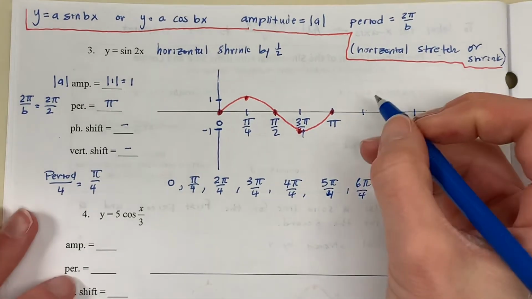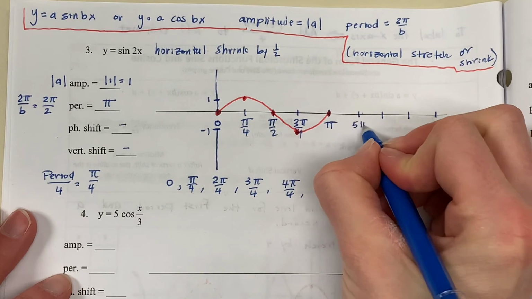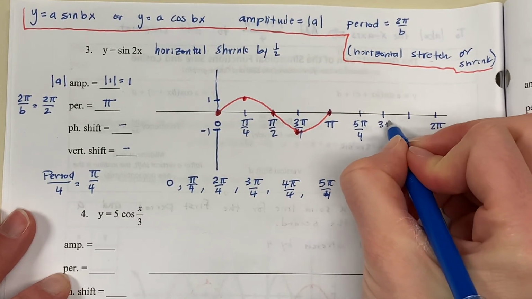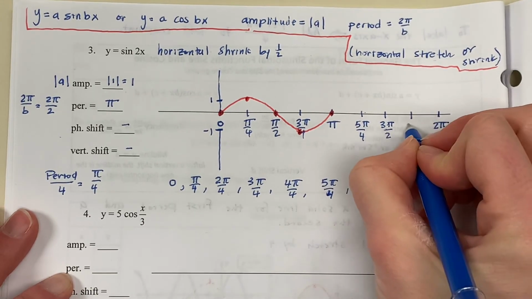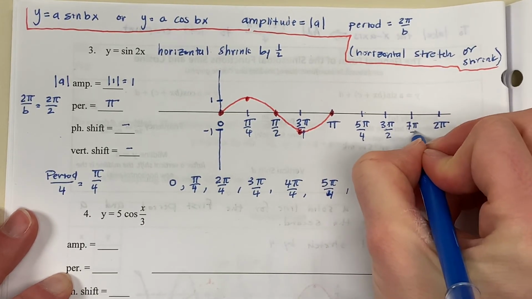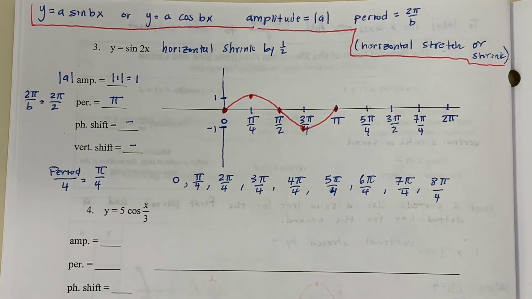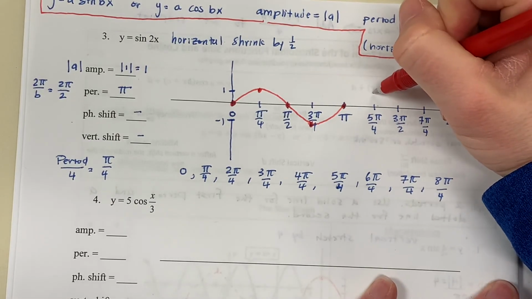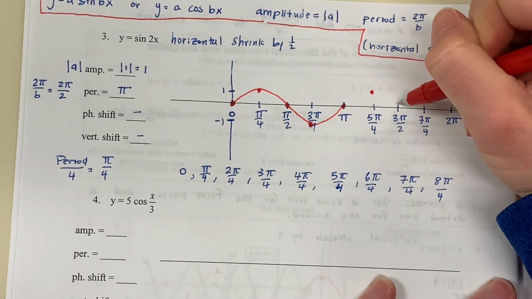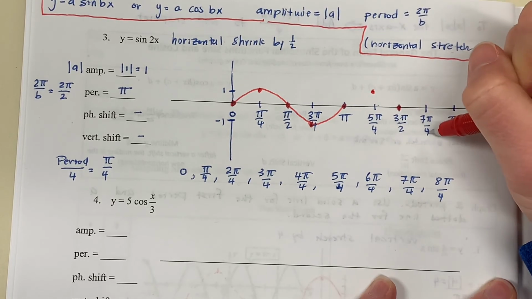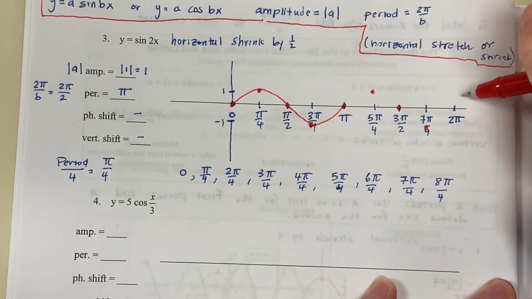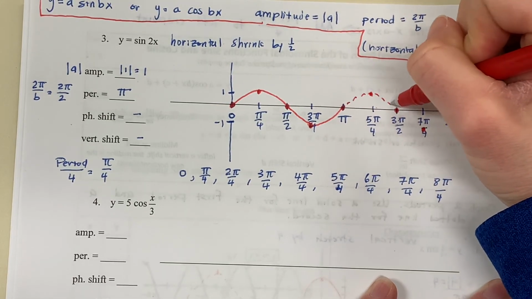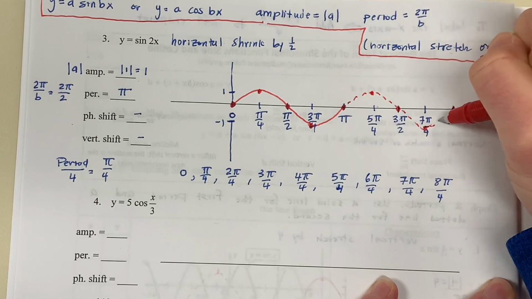For my second period, I have 5 pi over 4, 6 pi over 4 reduces to 3 pi over 2, I have 7 pi over 4, and 8 pi divided by 4 reduces to 2 pi. So in my second period, at 5 pi over 4, I go up to my maximum. At 3 pi over 2, I'm at 0. At 7 pi over 4, I'm at my minimum. And at 2 pi, I'm back at 0. And I can sketch the second period with a dotted line.